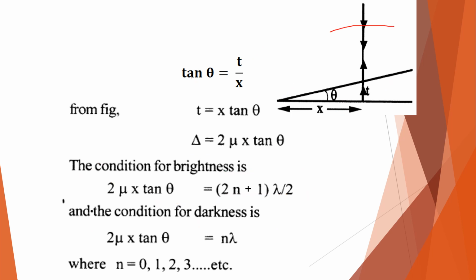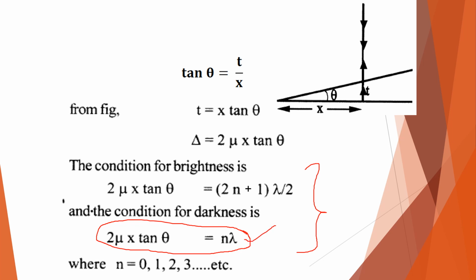One more thing, here we are viewing the reflected rays. So this is under the reflected system. That is why you have written here the conditions for darkness and brightness for the reflected system. Now, after writing both these equations, you will proceed using the condition for darkness. That is, we are going to derive the expression for bandwidth using this condition. Now, what is the value of x? From here, x is equal to n lambda by 2 mu tan theta.